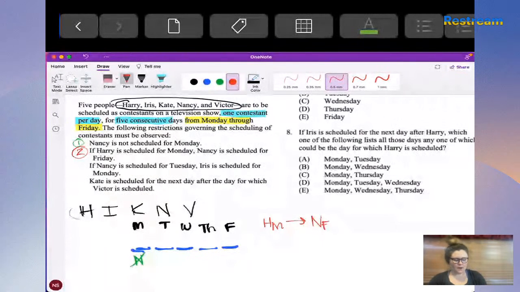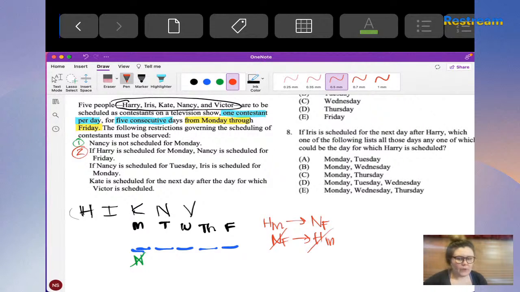What is the contrapositive of this rule? Does anybody know? So it's going to be if Nancy is not on Friday, then Harry is not on Monday. I know that sounds really confusing. I just want to show you that so once it comes across, you know what to look for.